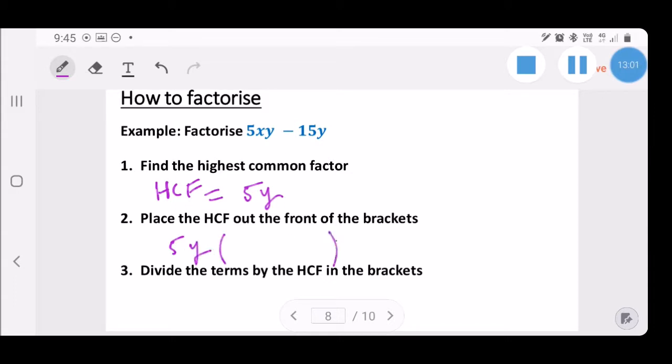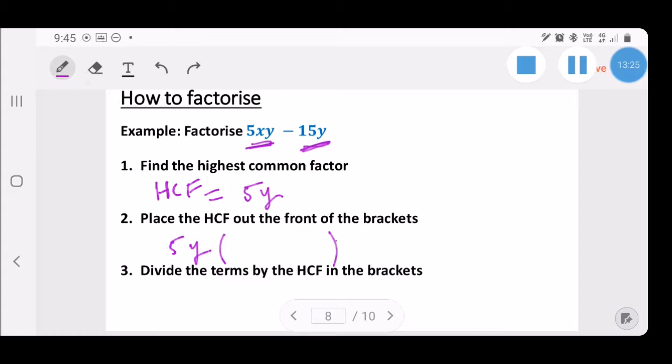Must mean something like that. There we go. And then step 3 is divide the terms, these things here, by the highest common factor, and that will tell you what goes here, and that will tell you what goes here. But let me explain that in a slightly different way.